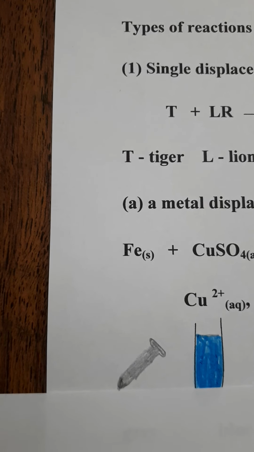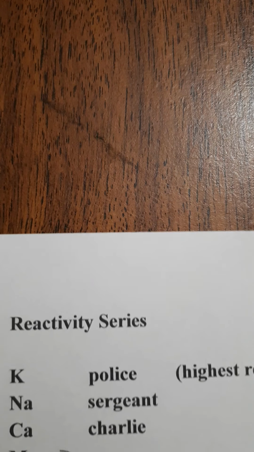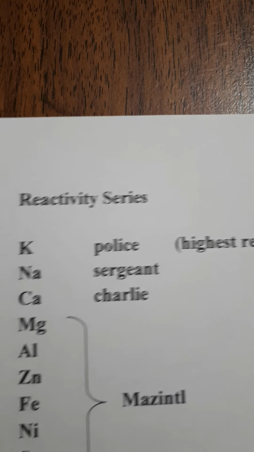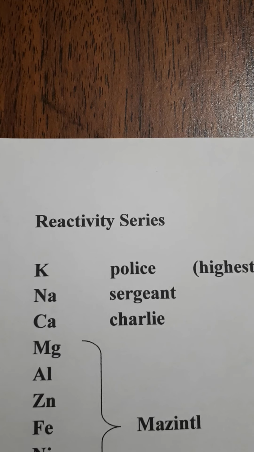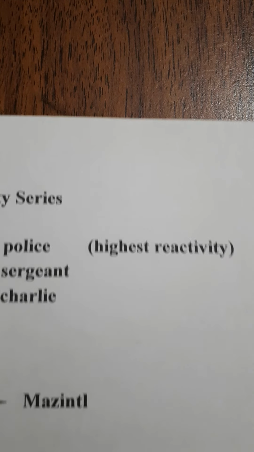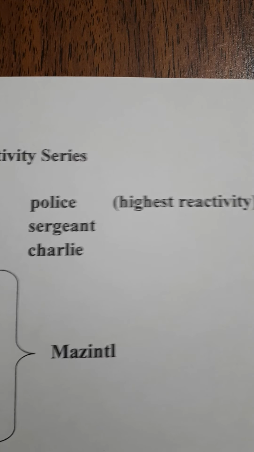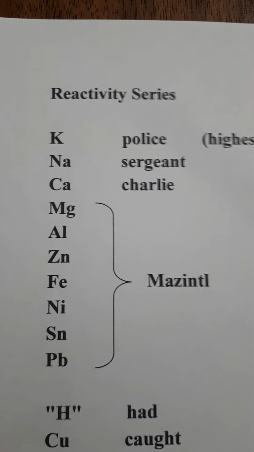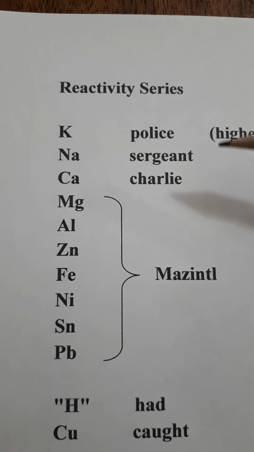So in this reactivity series, metals have been shown in the order of their reactivity. Potassium, K, on the top of the list, has the highest reactivity. As you go down, the reactivity decreases. Potassium, then sodium, calcium, and so on. So there's a mnemonic to remember this series.